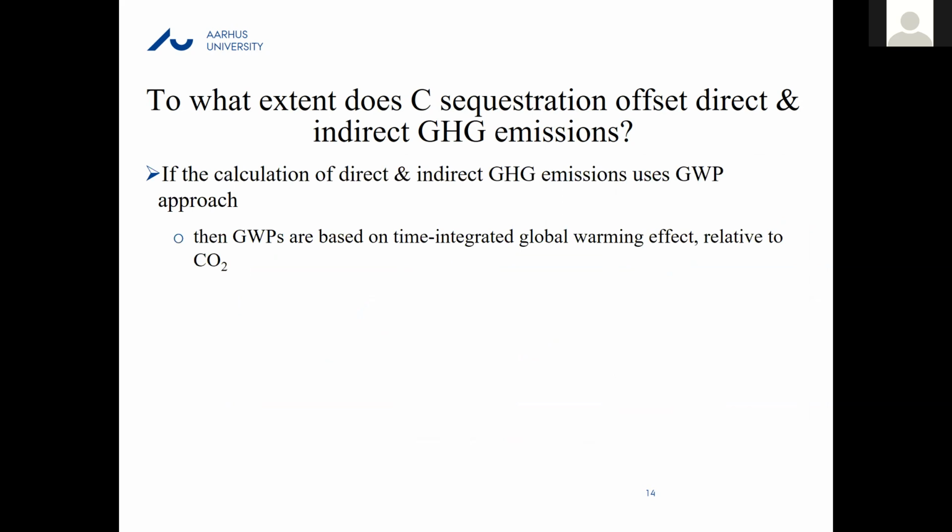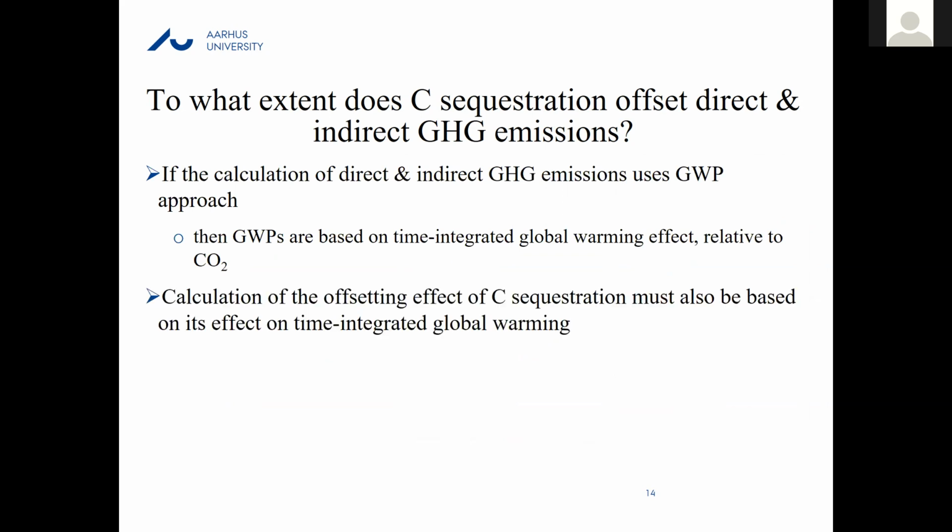If we wish to calculate a greenhouse gas balance, we need to know the extent to which the carbon sequestration offsets the effects of the direct and indirect greenhouse gas emissions. For agriculture, the direct and indirect greenhouse gas emissions are mainly in the form of methane and nitrous oxide. If the calculation of direct and indirect greenhouse gas emissions uses a global warming potential approach, then these global warming potentials are based on the time integrated global warming effect relative to CO2, as we've seen earlier.